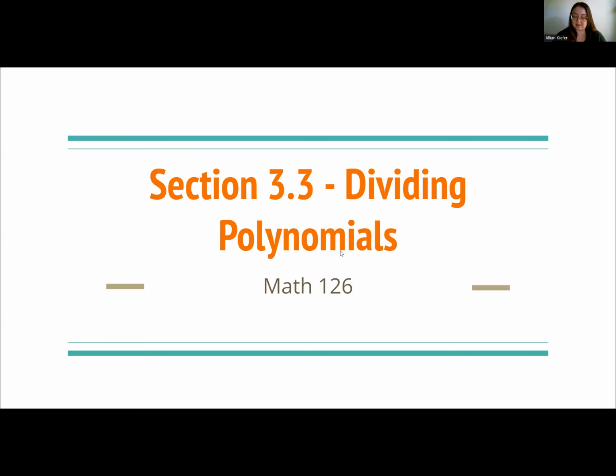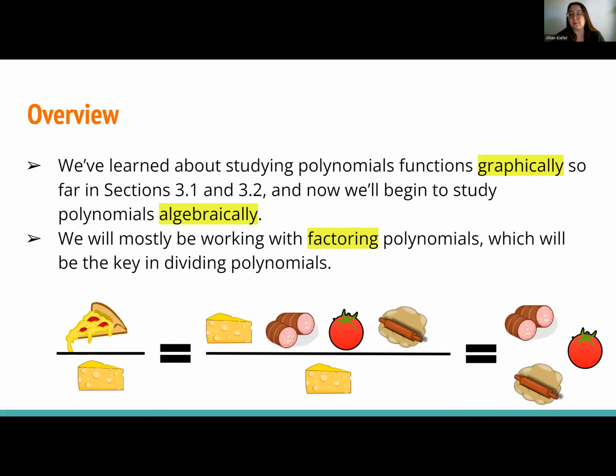Hello, everyone. We're going to go ahead and go over section 3.3, which is going to be about dividing polynomials. So we've looked at polynomials already in more of a graphical sense in sections 3.1 and 3.2. Now we're going to look into polynomials a little bit more algebraically and what we can do with them on the algebraic side.